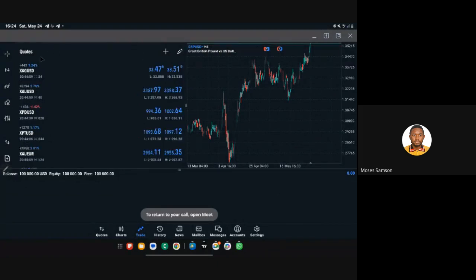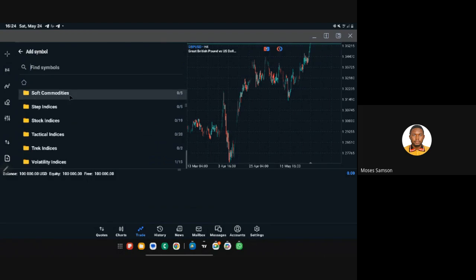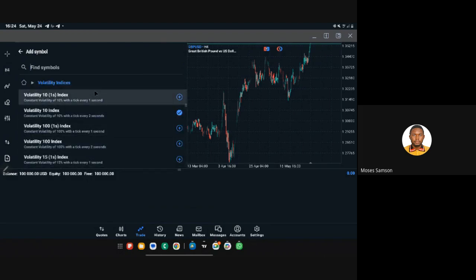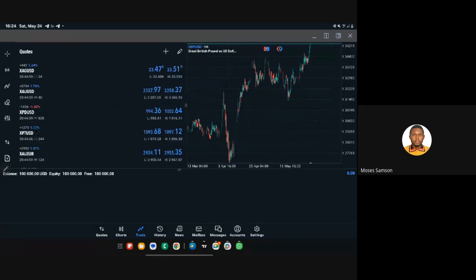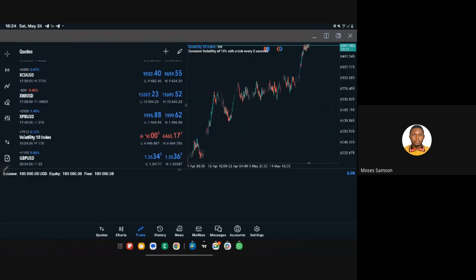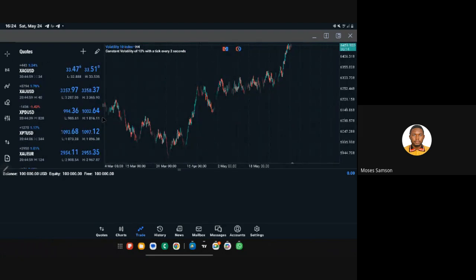Today we are going to be using volatility indices to trade. I've already added the volatility 10. There are different volatility indices, and sometimes they are called synthetics actually. So let's go to volatility 10 because the Forex market is closed. The Forex market is only open 24/5, that is, open 24 hours for 5 days of the week, the 5 working days of the week.